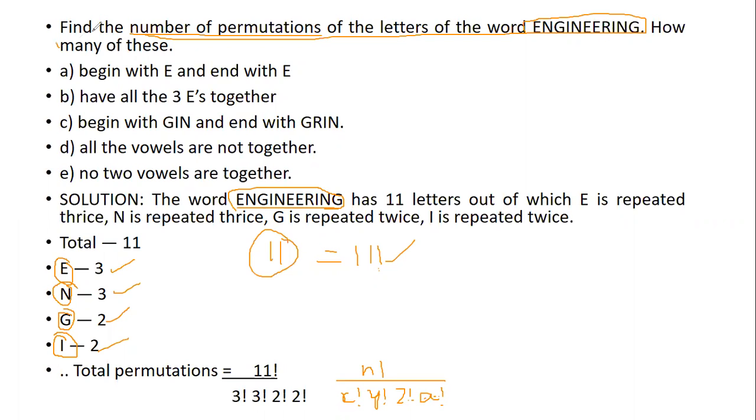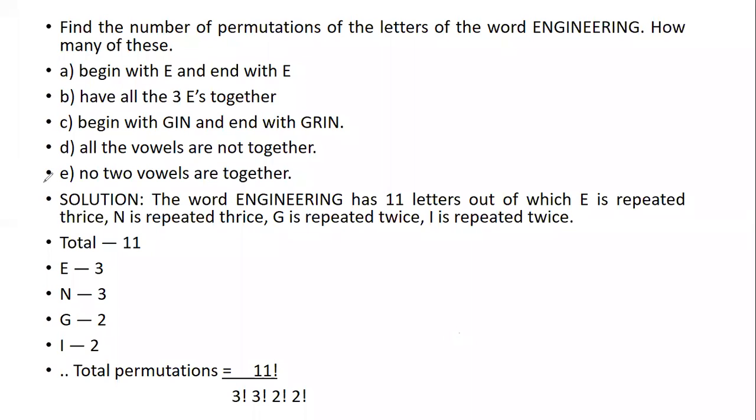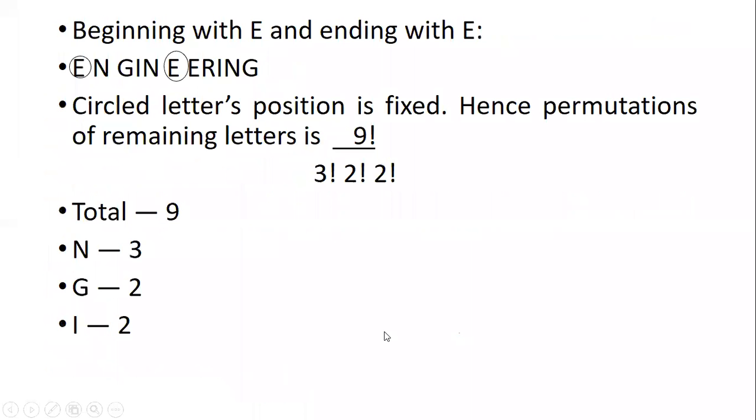Okay, so this was our first question. Now coming to the sub questions, the first sub question was begin with E and end with E. So they want to know how many words we will be able to form where the words begin with E and end with E. So E is fixed in the beginning and E is fixed in the end. Two positions are fixed.